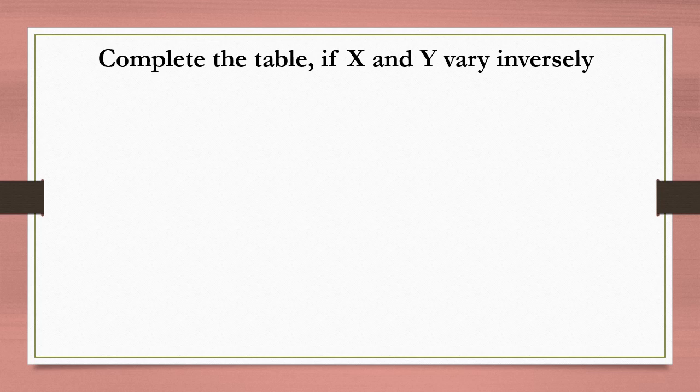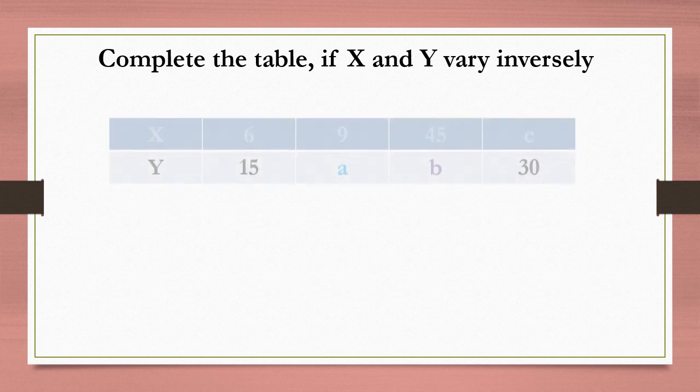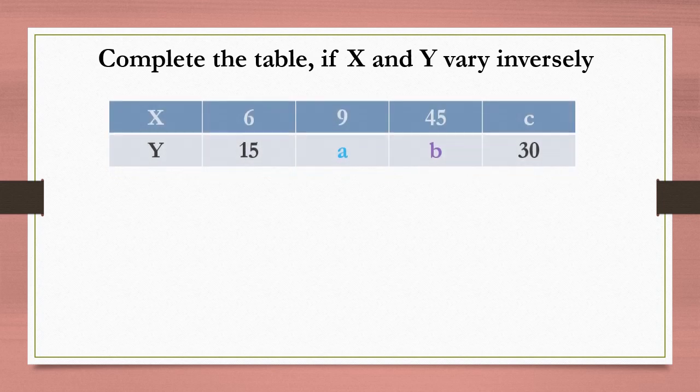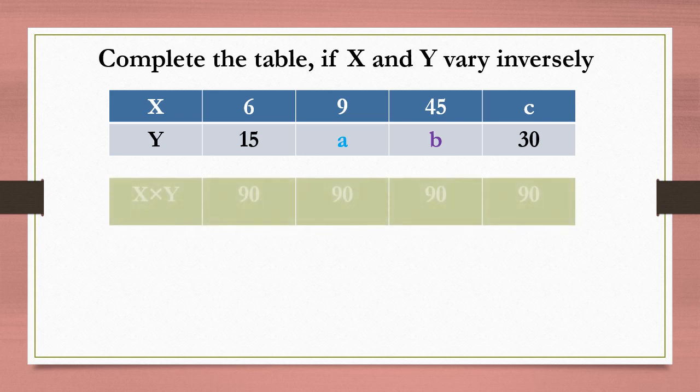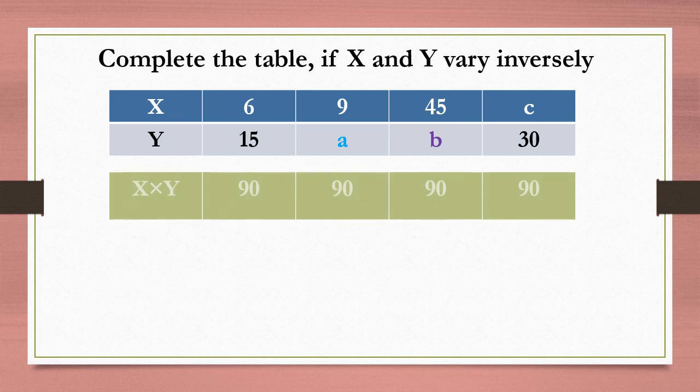Complete the table if X and Y vary inversely. See, when X equal to 6, Y is given 15. And when X equal to 9, Y is unknown, let it be A. When X is equal to 45, Y is not known, that is B. And when X is C, the value of Y is 30.